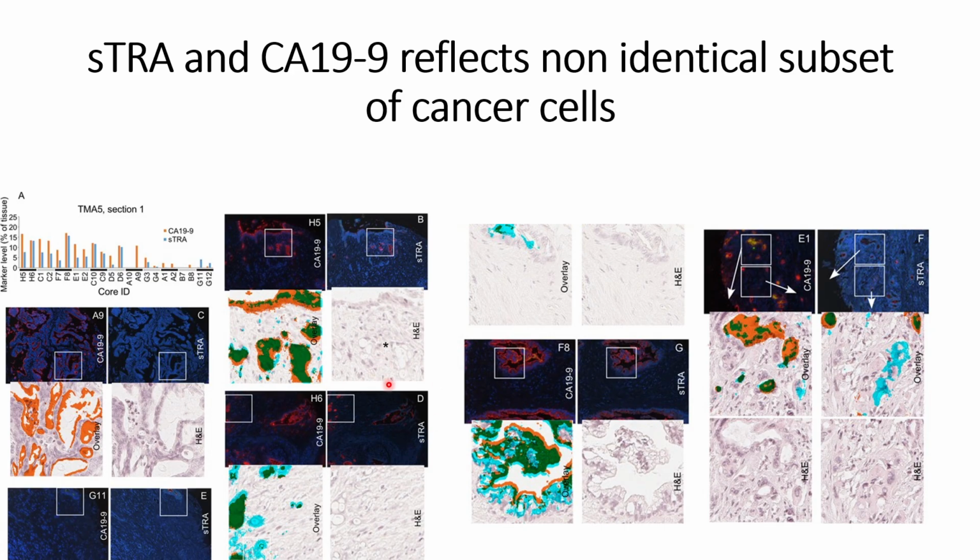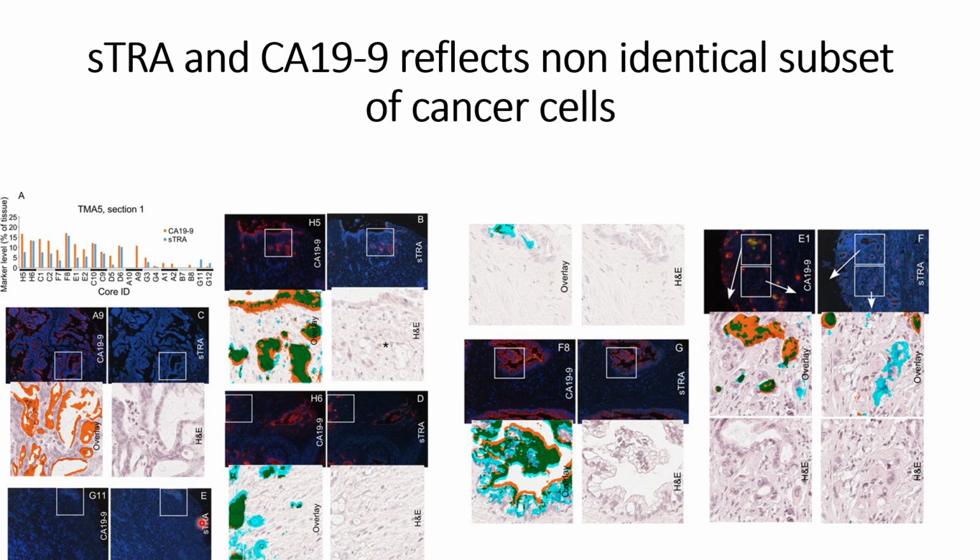In the case of panel D, they checked a particular organ, and in this case the expression of sTRA seems to be higher than the expression of CA19-9. This is visible in the overlay, where the cyan expression is greater than the overlap and the orange signals, indicating that in this region sTRA is expressed more. Some common regions are also visible, but the independent CA19-9 regions are less visible in panel D.